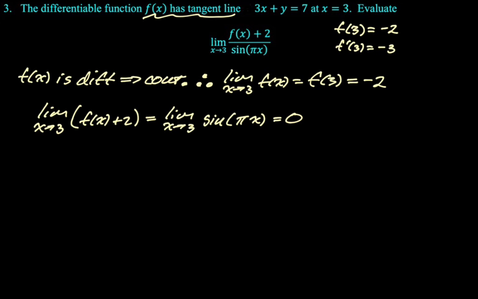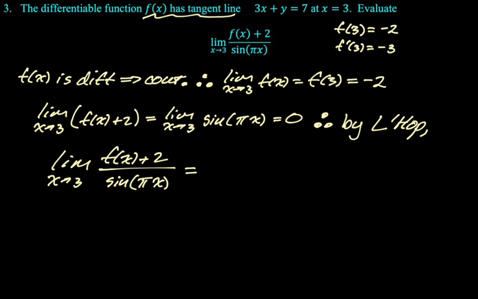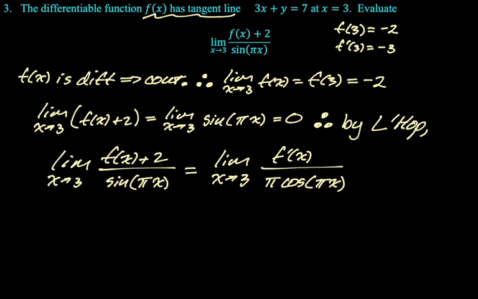Therefore, by L'Hopital's, the original limit that we were given is going to be equal to the limit as x approaches 3 of the derivative of the top, which is just f prime, over the derivative of the bottom, which is pi cosine of pi x because of the chain rule. Now I'm going to try to evaluate this by direct substitution. The numerator gives me f prime of 3, which we know is negative 3. The denominator gives me pi times the cosine of 3 pi. Cosine of 3 pi is the same as the cosine of pi, which is negative 1. So this works. So we get f prime of 3 over negative pi. And then our final answer, because we know f prime of 3 is negative 3.